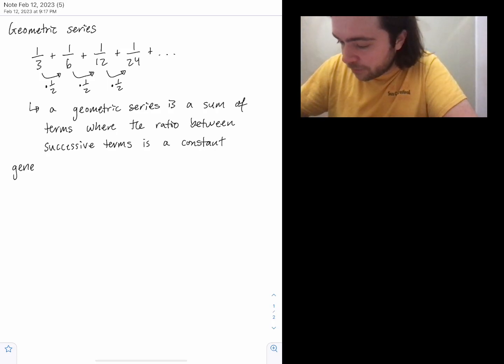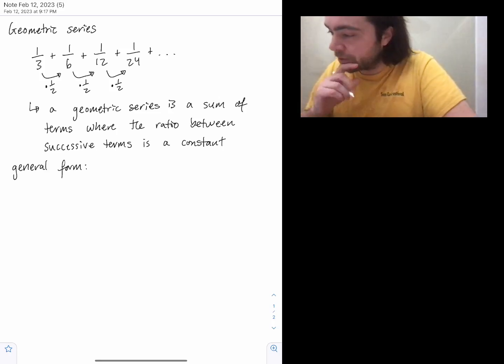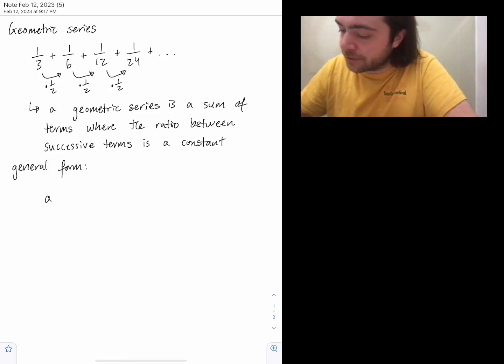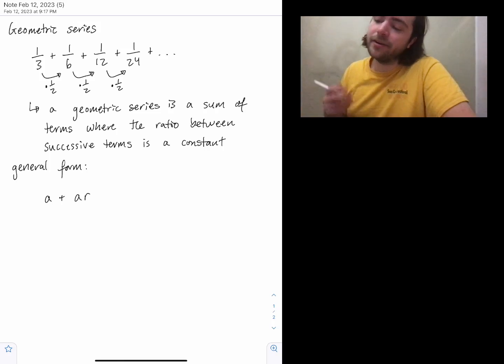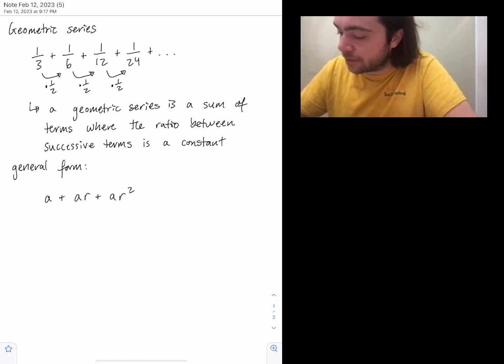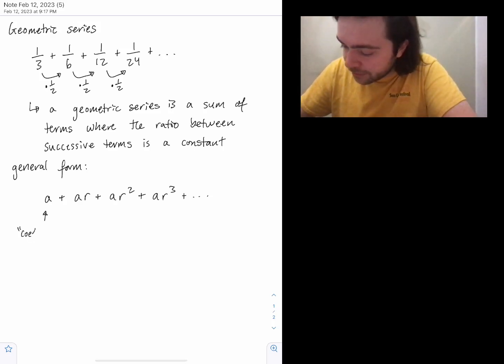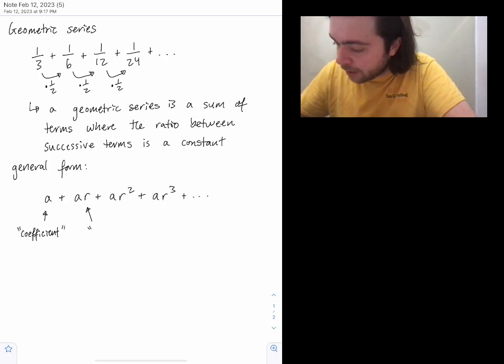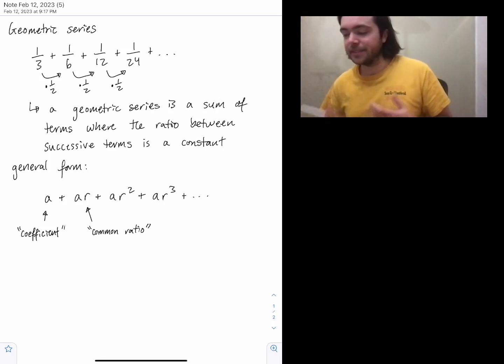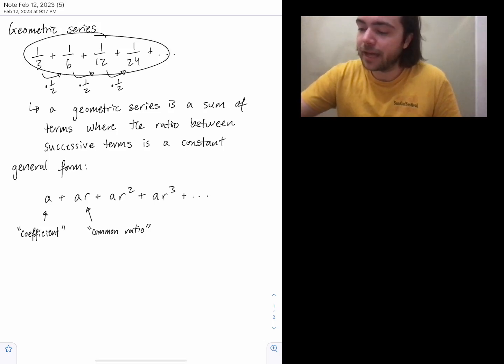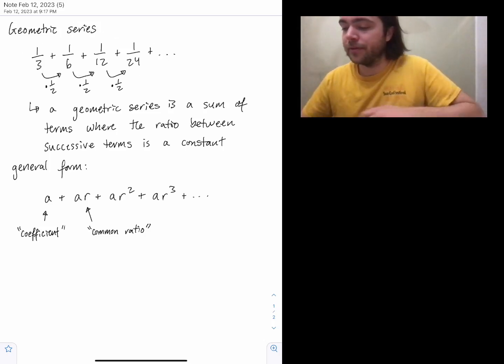Okay, and there's kind of a general form that the geometric series falls into, and it's where you start with some number a, and then the next term is a times that common ratio r. In this case, it was a half, plus a times r squared, plus a times r cubed, and so on. So you can see each term is the previous term times r, and some people call this a the coefficient of the geometric series, and people call this r the common ratio. Okay, because it's the ratio between successive terms and it's common to all successive terms. So in our example up here, a would be 1/3, okay, and the common ratio would be 1/2.